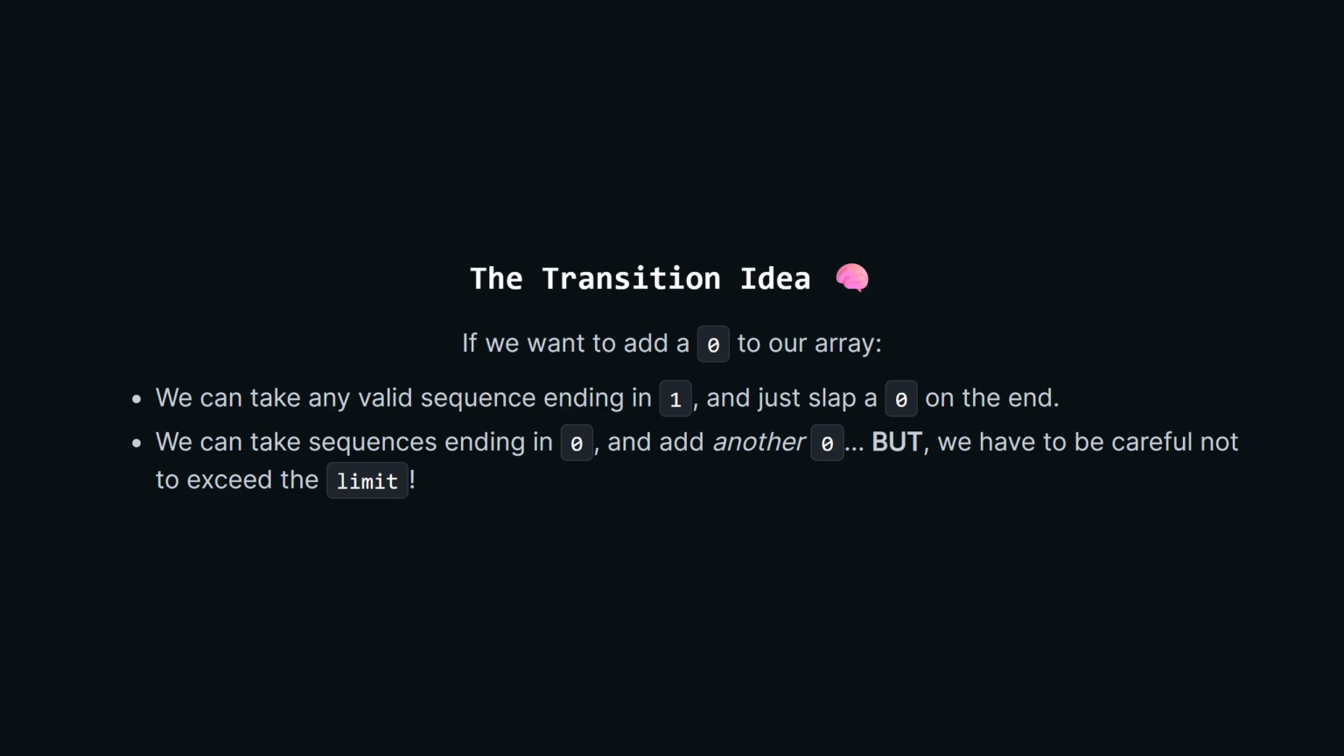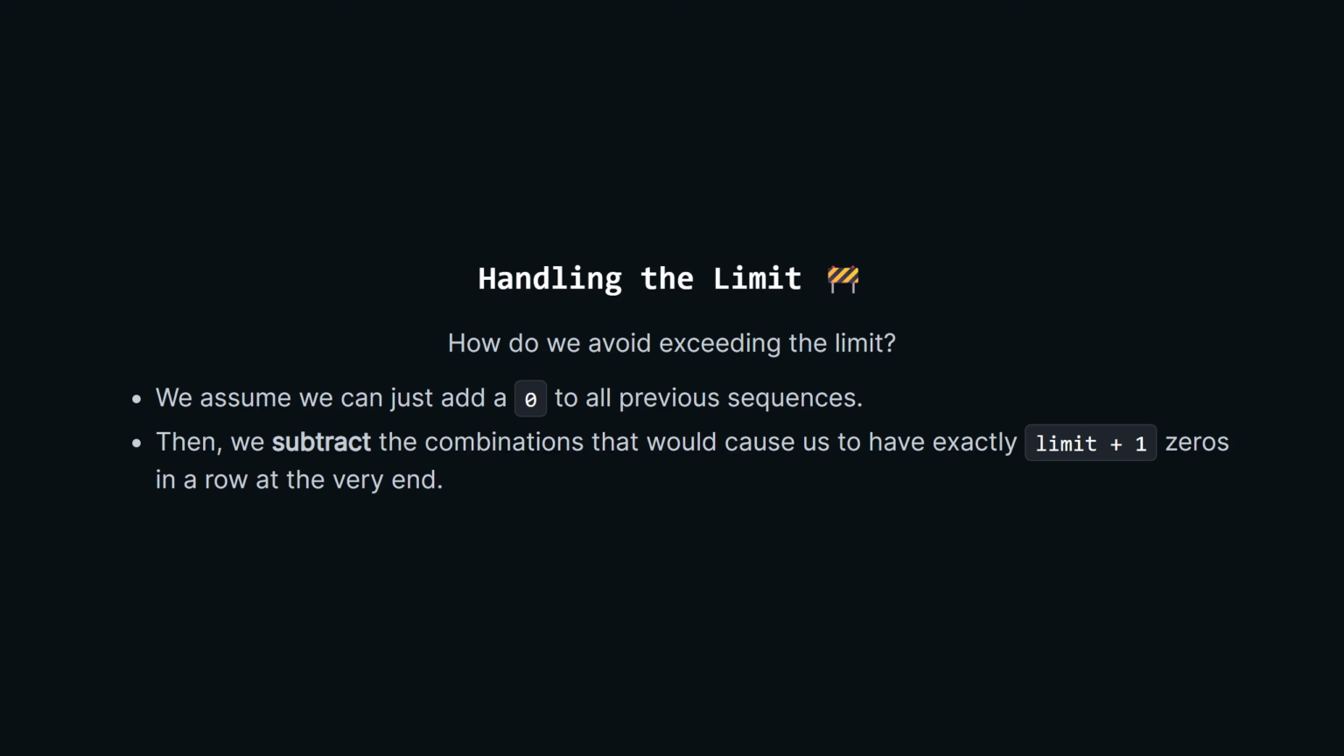Imagine we are at a step where we want to add a 0. We can safely take all our previous valid arrangements that ended with a 1, and just stick a 0 on the end. That's guaranteed to be valid. We can also add a 0 to arrangements that already ended in a 0. But here is where we have to be careful. If we do that, we might accidentally create a chain of zeros that is too long. So how do we handle that limit? The trick is to add up everything as if there were no limits, and then subtract the invalid cases. Specifically, we subtract the exact number of cases where adding this new 0 would create a forbidden chain of identical zeros that is exactly one number larger than our allowed limit.